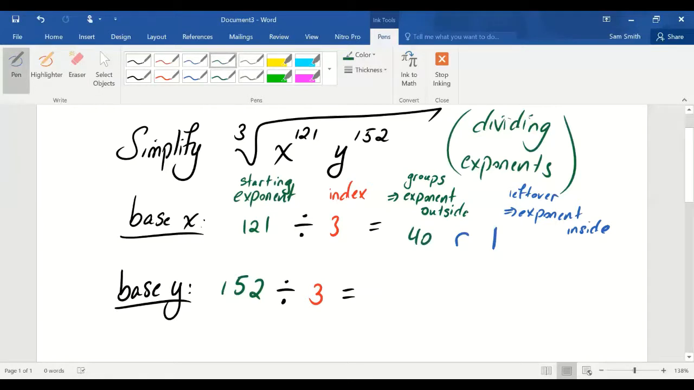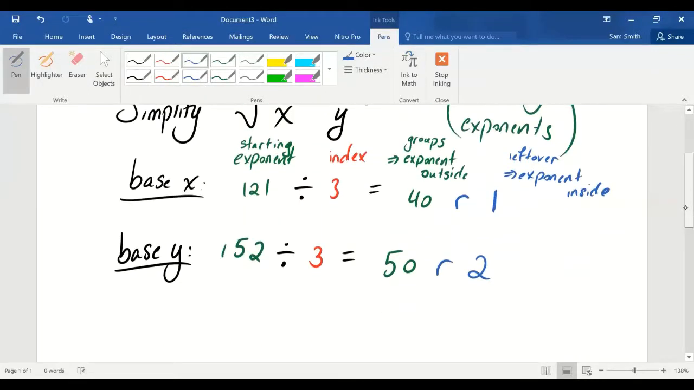All right, now moving on to base y, 3 goes into 152 50 times in total. Now 3 times 50, that's only 150 so far, so I would have 2 left over. What this means is, if I wrote down 152 copies of y, I would find in that list 50 groups of 3. And then there would be 2 y's left over who couldn't be grouped into a group of 3.